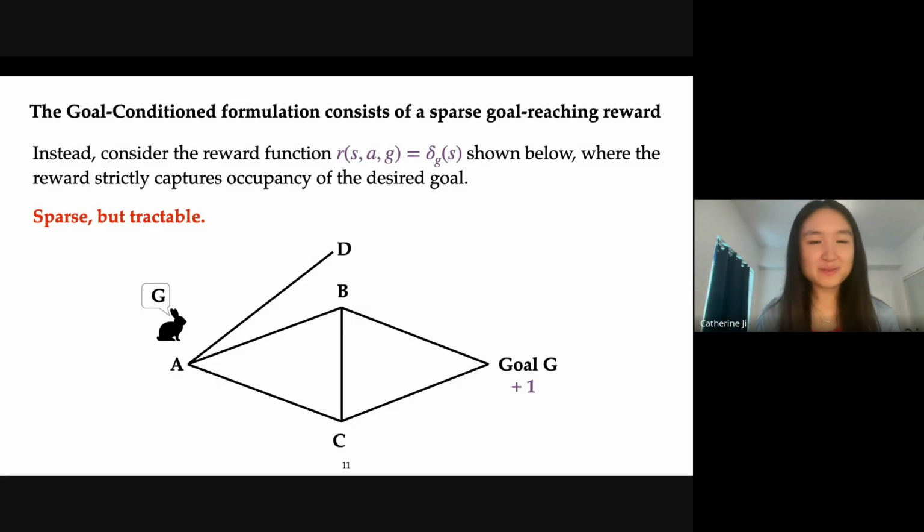However, this goal condition formulation is still tractable. We just need to come up with some creative methods in order to, for example, do hindsight experience relabeling, et cetera. I'll be able to talk about some of these methods at the end of the talk on self-supervised goal reaching that we're working on a lot within this group.